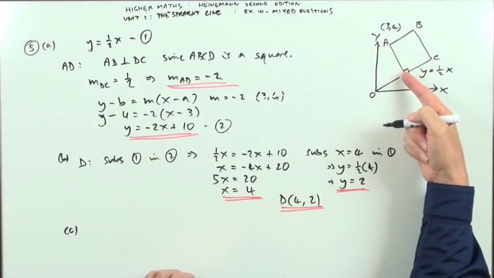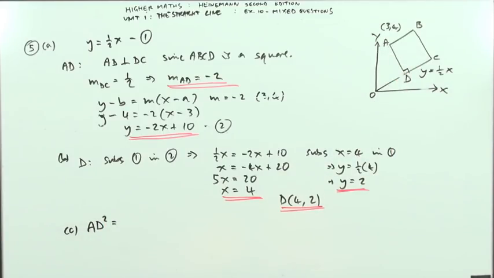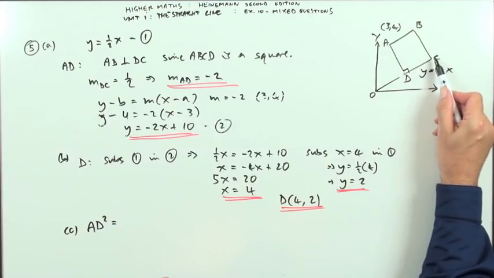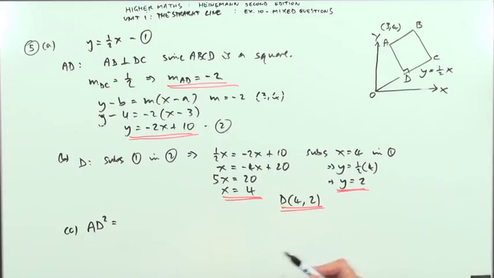Well, that means work out the length of one of the sides. So since it's a sloping line, I'll have to use Pythagoras, so I'll find AD squared. But handily, to get the area of a square, all the sides are the same. So AD times DC is the same as AD squared. So I won't need any square roots, AD squared will do.